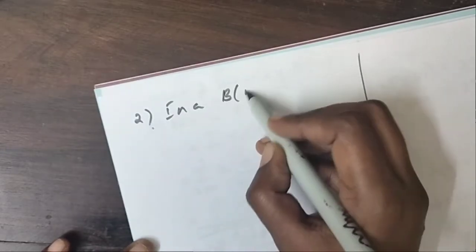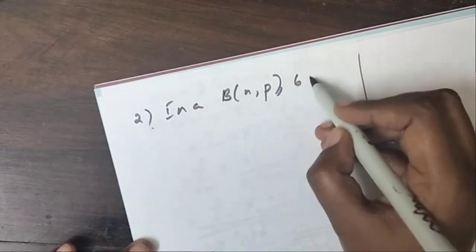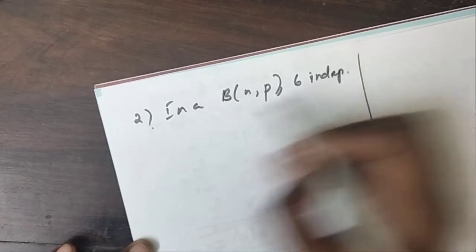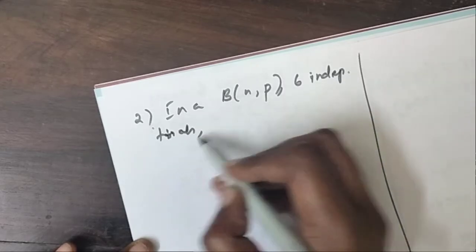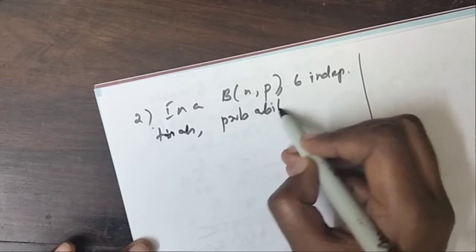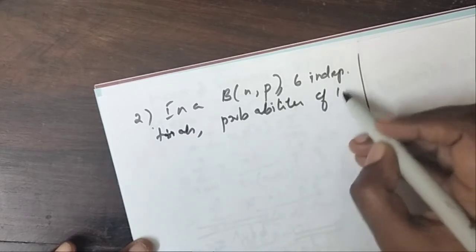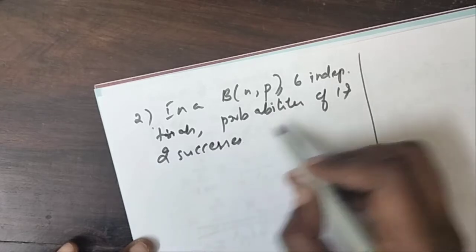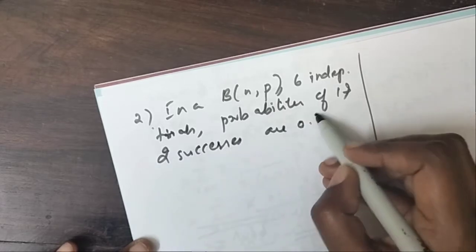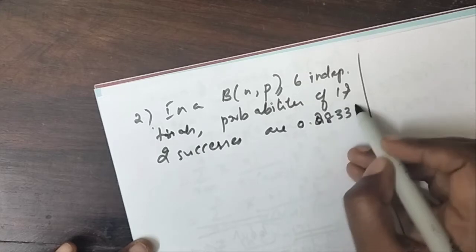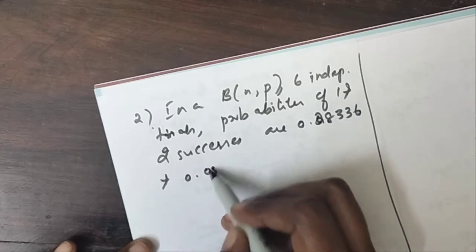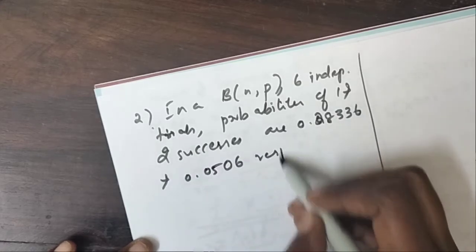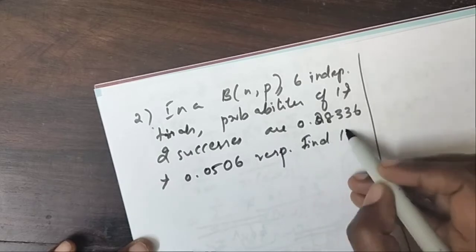Then another problem, the second one. In a binomial distribution consisting of 6 independent trials, the probabilities of 1 and 2 successes are 0.28336 and 0.0506 respectively. Find the mean and variance.